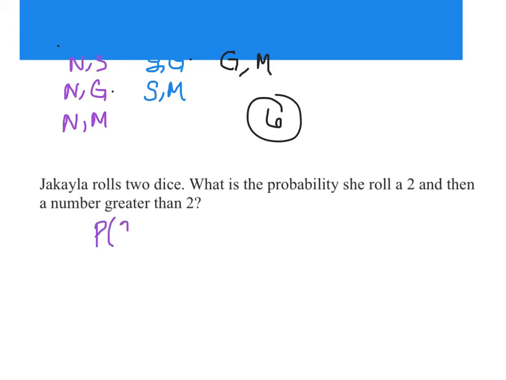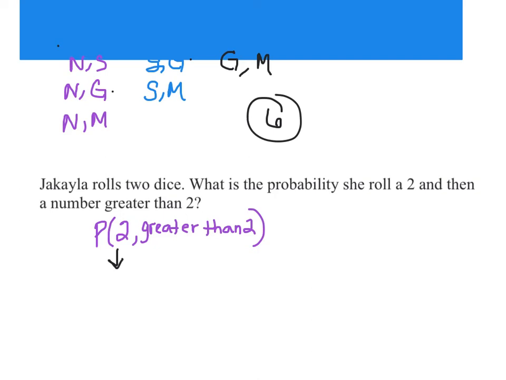We want a probability of rolling a 2 and then a number greater than 2. So when we have 2 probabilities, a compound probability, where the events are not dependent on each other, what I mean is this: if you roll a 2 on the first roll, and you want a number greater than 2 on the second roll, those are 2 totally different events. I'm going to break these up and find the probability for each of them separately.